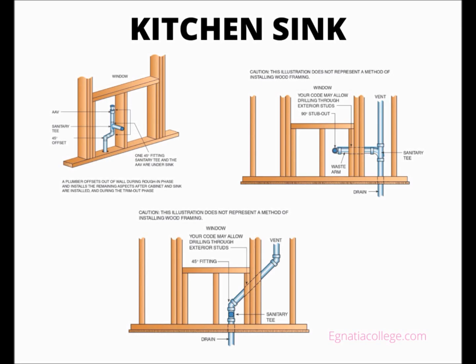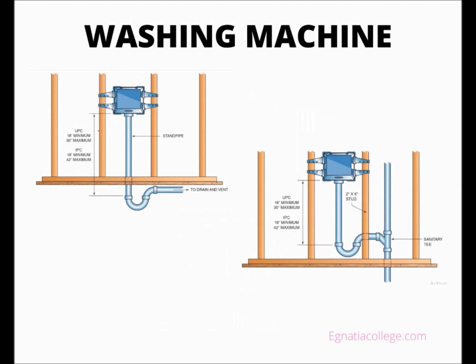Washing machine. Washing machine boxes are installed during the rough-in phase between 2 wall studs. Most codes dictate that the minimum size drain connection of a box, whether plastic or metal, is 2 inches. Plastic types are solvent welded. Most metal ones have female threads that receive a male adapter to connect to plastic DWV pipe. Most codes do not allow plastic boxes to be installed in a fire-rated wall.